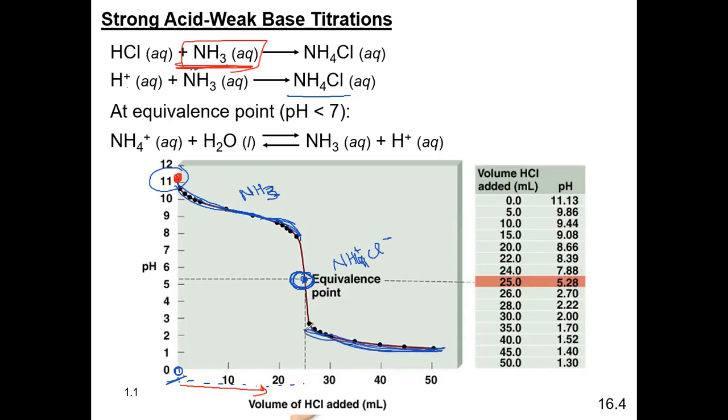What is here? The excess of HCl. That's why the pH is so low. So here you have ammonia in excess. Here you have HCl in excess. Here you have only ammonium chloride and water. So this is something which I'm going to discuss again. I discussed this in the last class also, but we'll do it again.